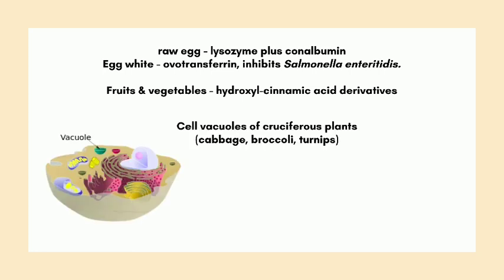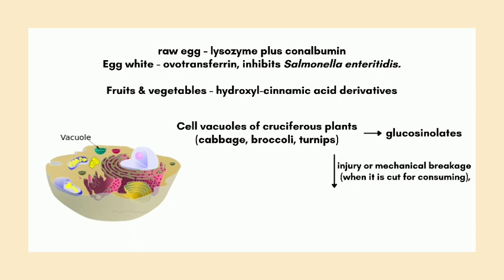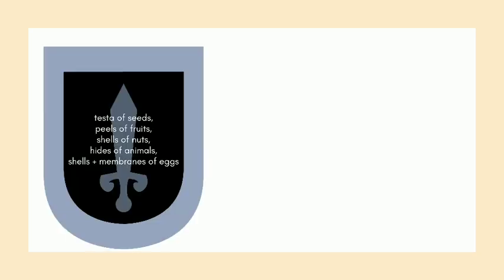Cell vacuoles of cruciferous plants like cabbage, broccoli, turnips, etc. contain glucosinolates which upon injury or mechanical breakage yield isothiocyanates, that is antibacterial and antifungal in nature. Besides, the natural protective structures of testa of seeds, peels of fruits, shells of nuts, hides of animals, and shells plus membranes of eggs are very effective armors.